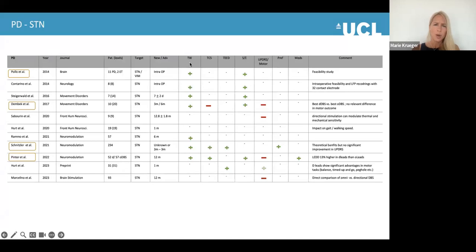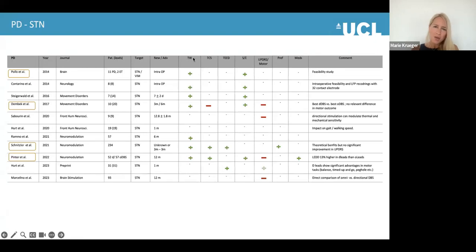Now, if we look at the outcome, most of the papers were focusing on the therapeutic window. As you can see with the plus here, that means that the directional electrodes are superior to the omnidirectional electrode when it comes to the therapeutic window. But the other thing that's very important and stands out really is that all the papers that have looked at UPDRS scores did not find any superiority in favor of the directional electrodes. Now, the question is: is this because the follow-up times were so short, or because there is no superiority?